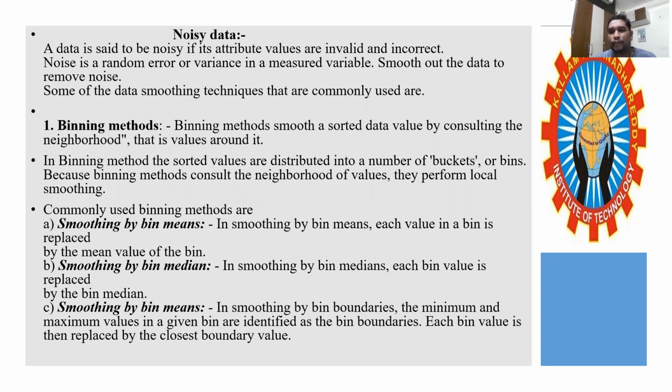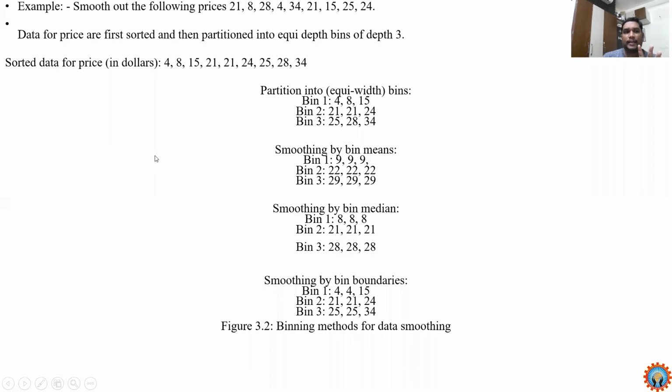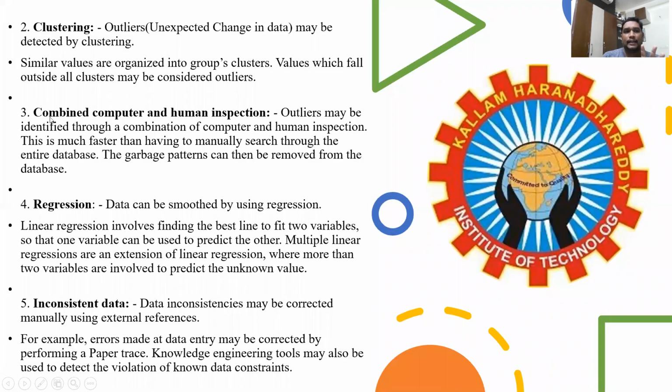There is no negative value. If the data is like that, that is called noisy data. Noise is a random error or the variance in a measured variable. Smooth out the data to remove noise. There are various data smoothing techniques commonly used to correct the noisy data: the binning method, clustering method, combined computer and human inspection, regression, and inconsistent data.